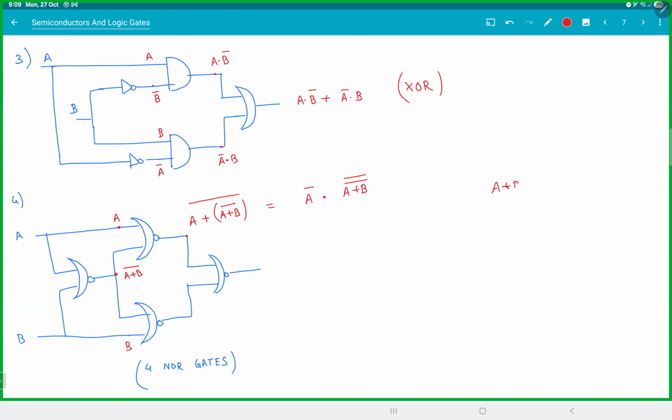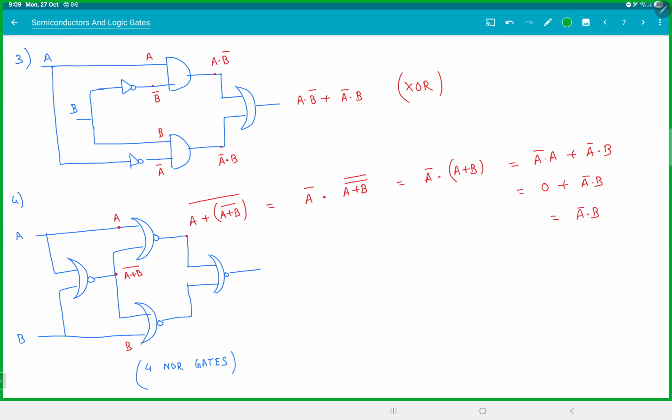A plus B whole bar is what? A bar dot B bar. Plus becomes a dot and you get a negation on both of them. So this will be A bar dot, what is bar bar? It becomes A plus B only. The two negations go off. This will be A bar dot A plus A bar dot B. What is A bar dot A? 0. So this is simply A bar dot B.